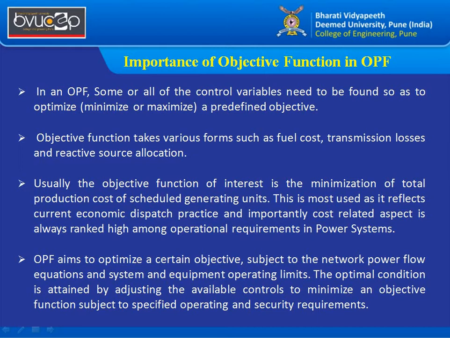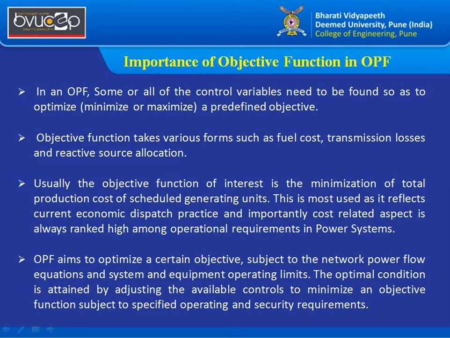So in optimum power flow, we optimize some of the control variables, either to a minimum of a function or a maximum of a function with a predefined objective. That predefined objective is the function I have to minimize, or the other function I have to maximize. The objective functions which have to be minimized for the best operation of the power system are fuel cost, transmission losses, and reactive source allocation. These three important factors are for minimization.